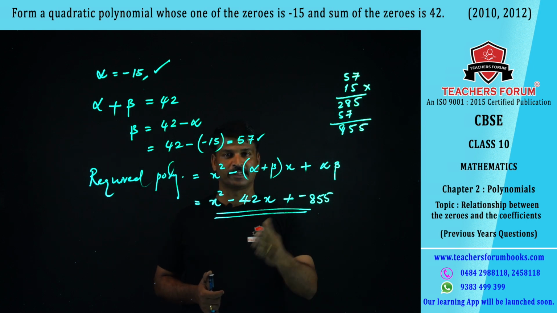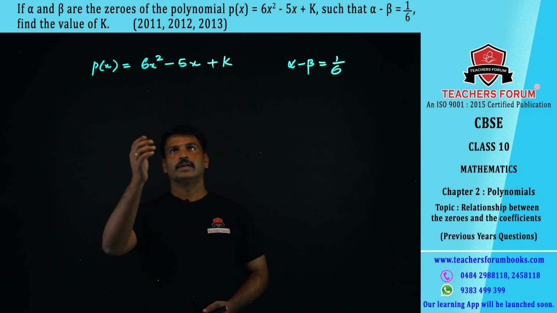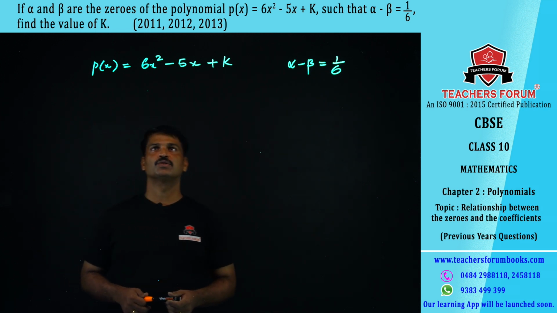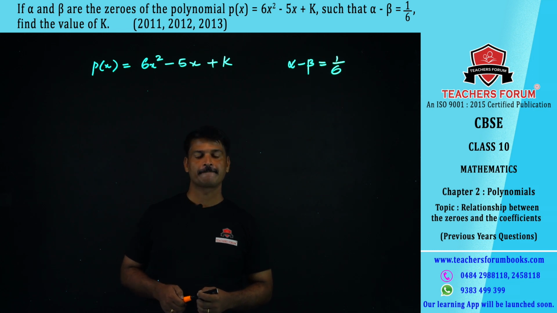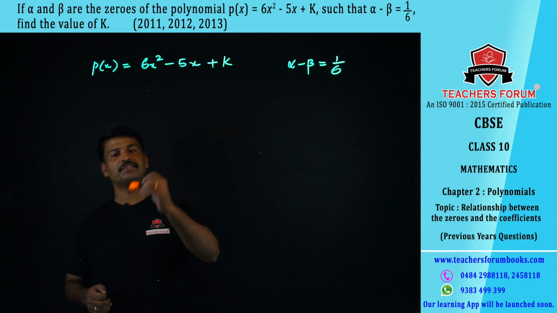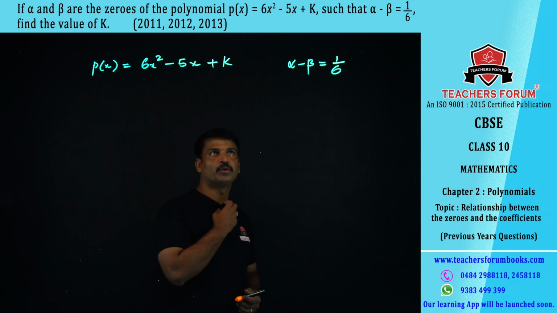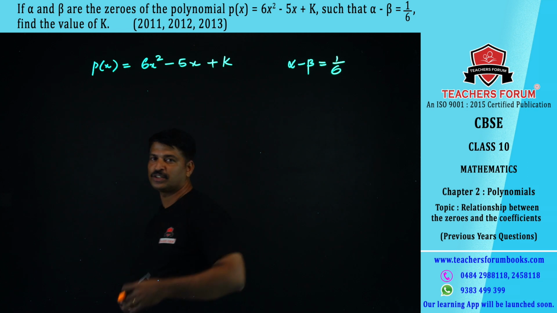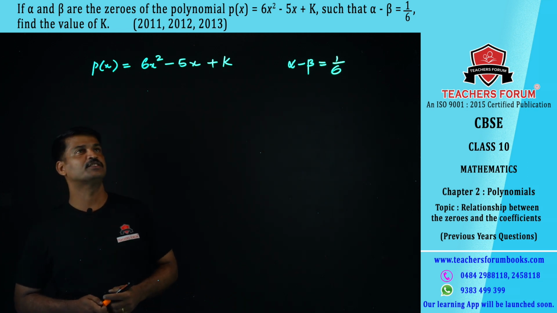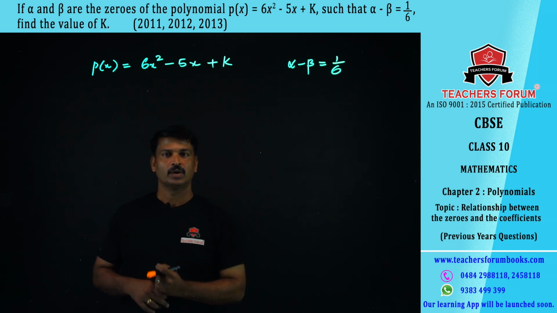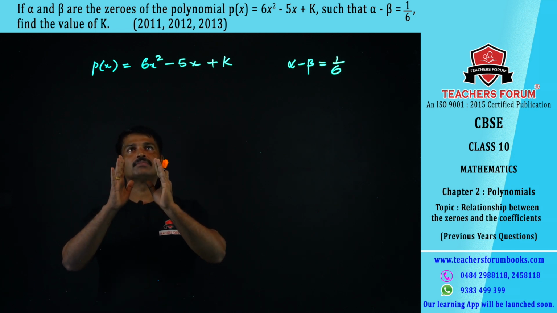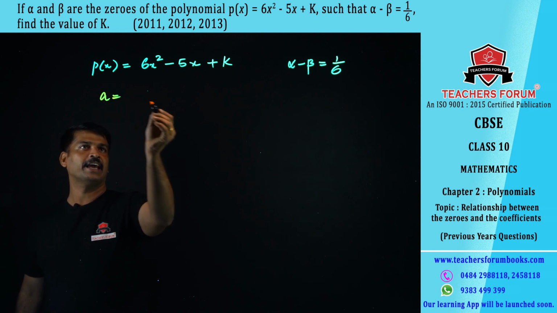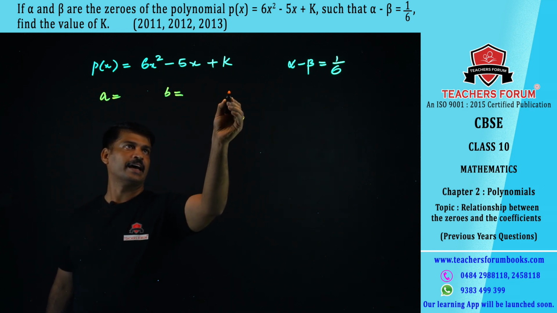Now let us move to another problem. In this problem, you are given a quadratic polynomial. P of x is equal to 6x square minus 5x plus k. And it is given that alpha and beta are the zeros of this polynomial. And it is also given that alpha minus beta is equal to 1 by 6. You have to find the value of k. Whenever you are given a problem like this, first you find the value of a, b, and c.